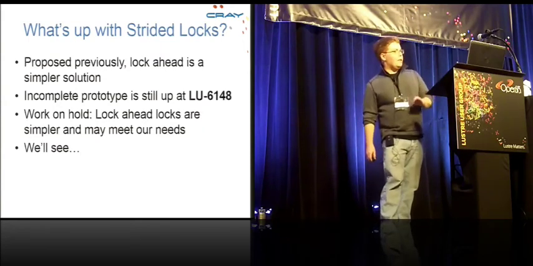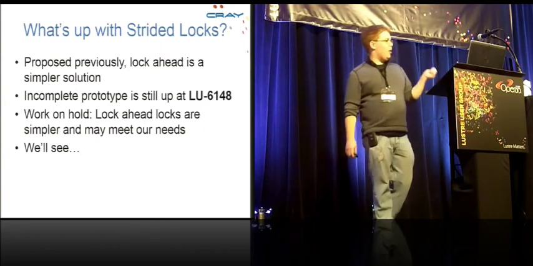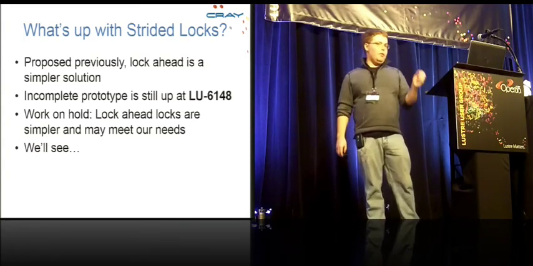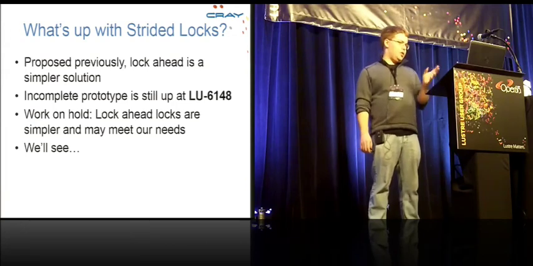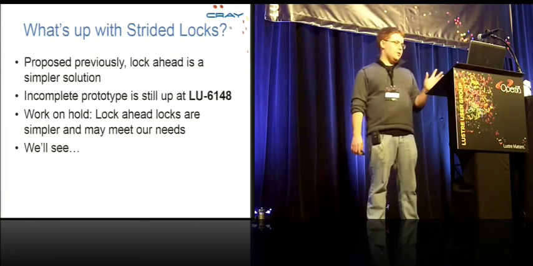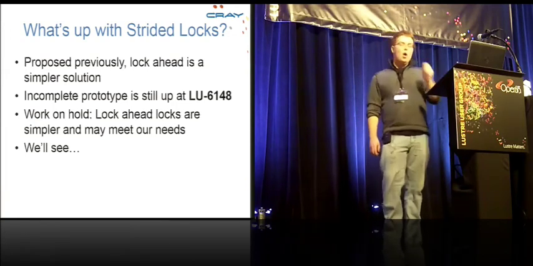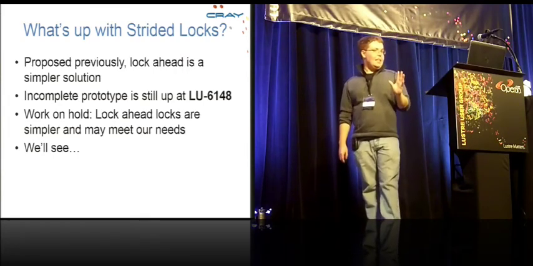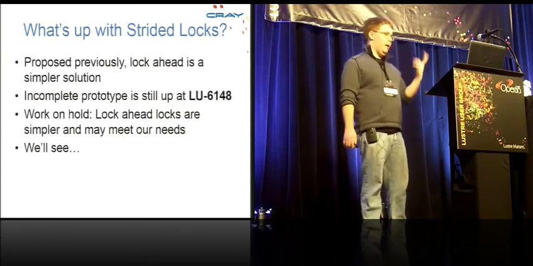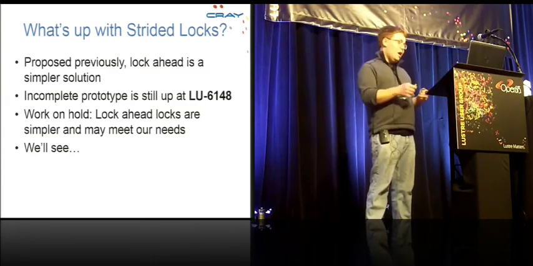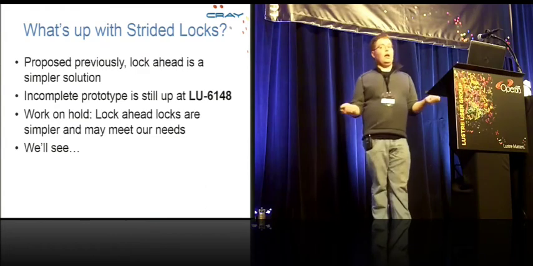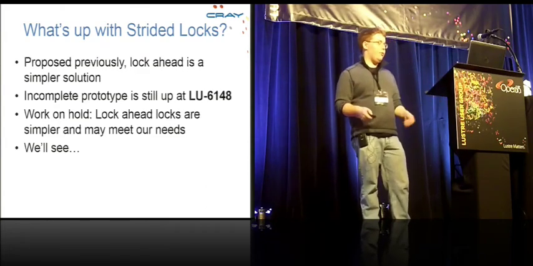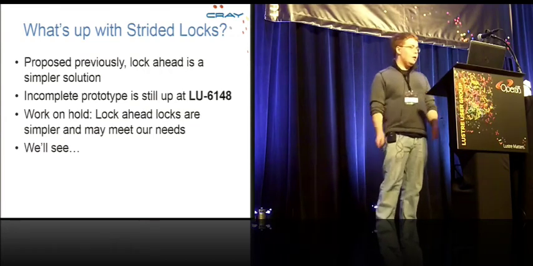So harking back to the Developers Day at Livermore, I proposed something called strided locks, and I'm not going to go into detail here. That was an earlier idea for dealing with this. There's still an incomplete prototype up at Intel's Jira at LU6148. It looks like Lockahead locks are going to meet our needs, and they're a lot easier to deal with, easier to code for. They'll make Lustre less complex for future use. On the other hand, if it turns out that Lockahead locks dive off a cliff above a certain file size, we may resurrect strided locks. So if anyone's interested, you can ask me about that.